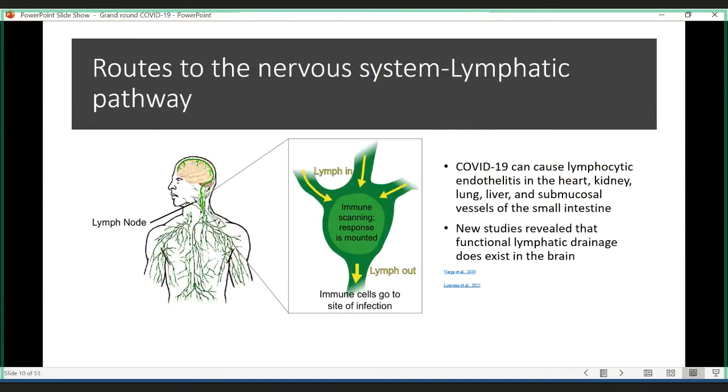Also, lymphatics could be a pathway. New studies showed that lymphatic drainage does exist in the brain. And studies showed that COVID-19 causes lymphocytic endotheliitis in multiple organs, including the heart, kidney, and lung.